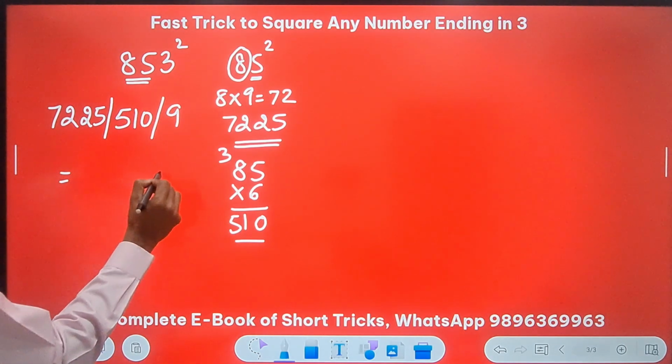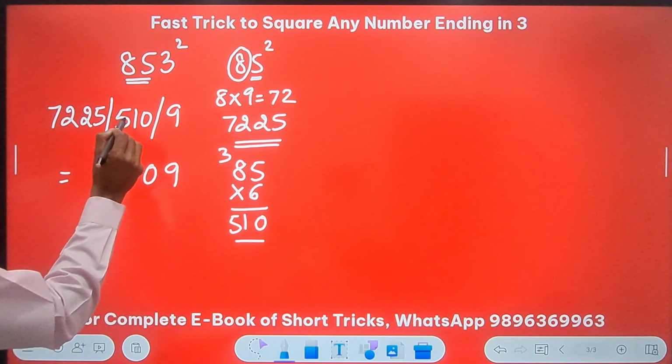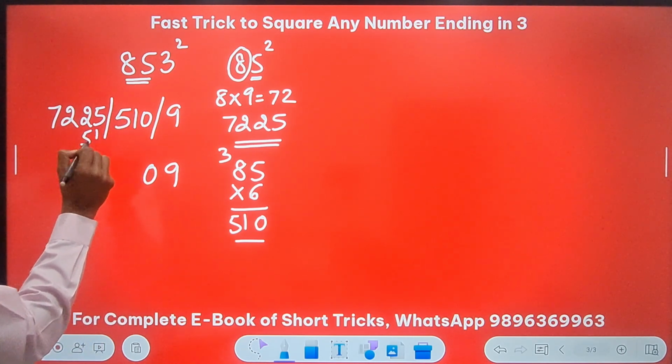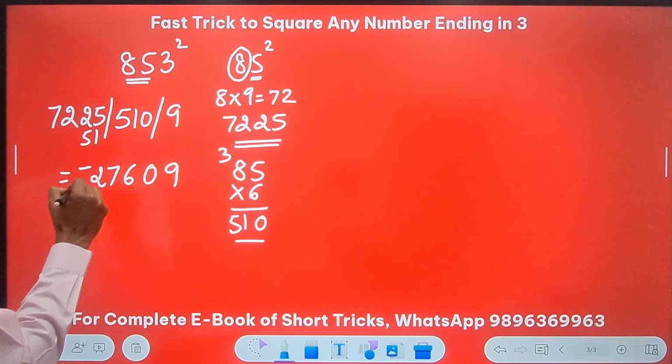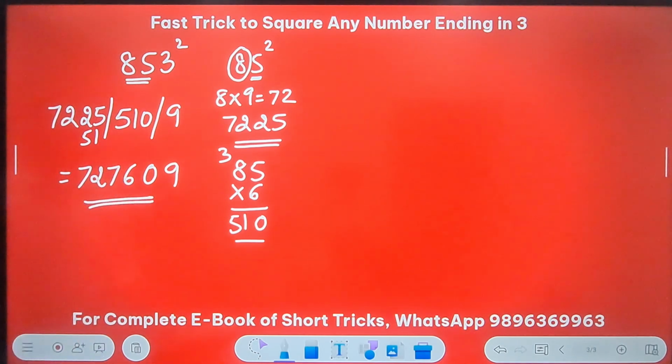So your answer is 9, 0. The 51 gets carried forward. So this is 6, 7, 2, 7. There we go. 727609 is the square of 853.